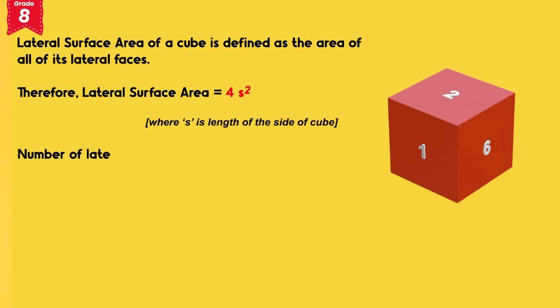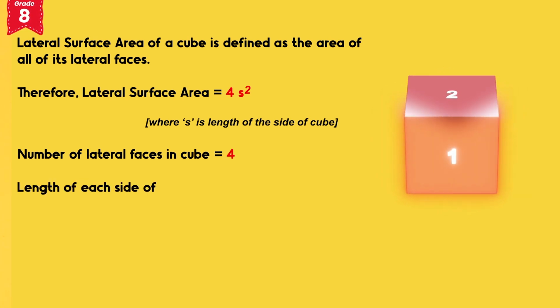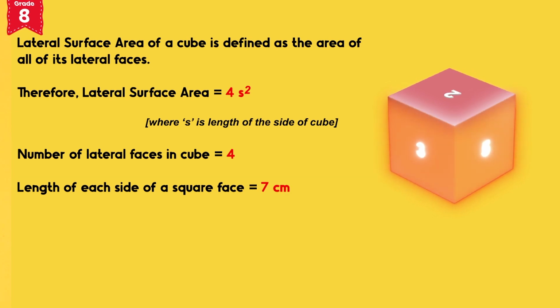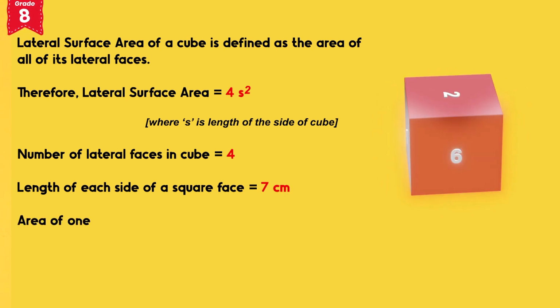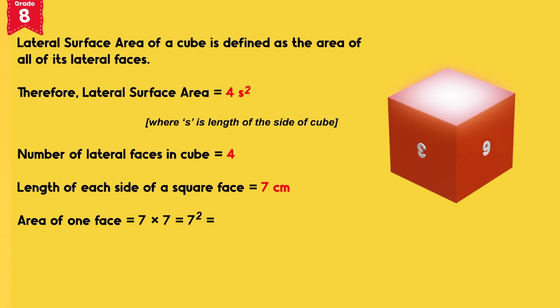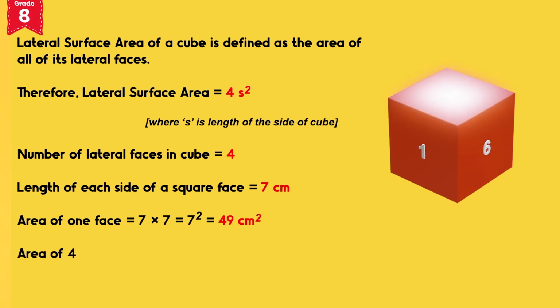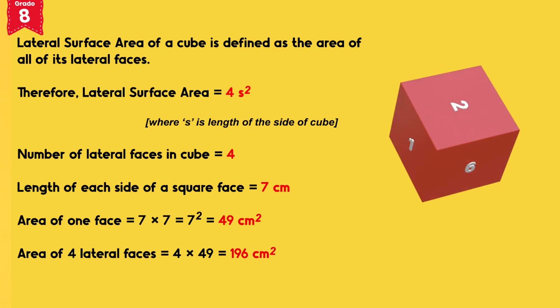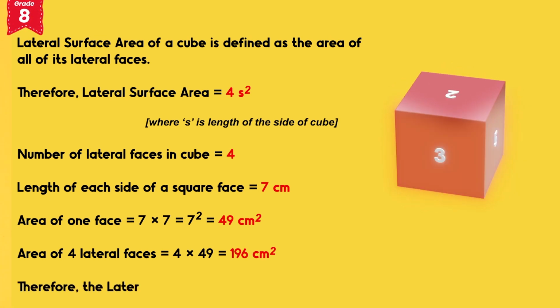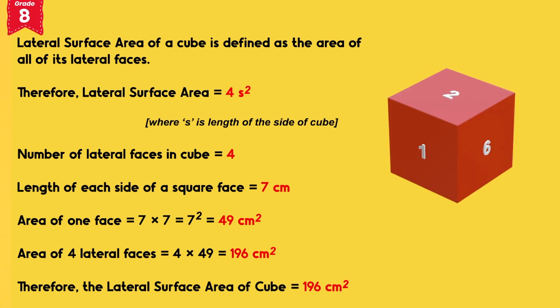Number of lateral faces in cube is equals to 4. Length of each side of a square face is equals to 7 centimeter. Area of one face is equals to 7 multiplied by 7, which is equals to 7 square or 49 centimeter square. So, the area of 4 lateral faces is equals to 4 multiplied by 49, that is equals to 196 centimeter square. Therefore, the lateral surface area of cube is equals to 196 centimeter square.